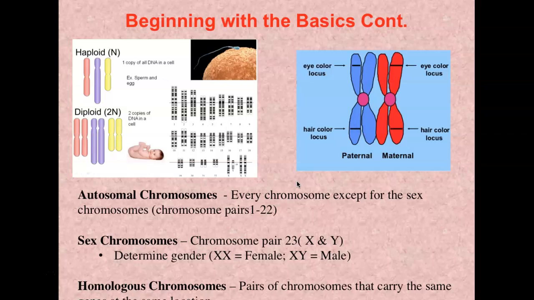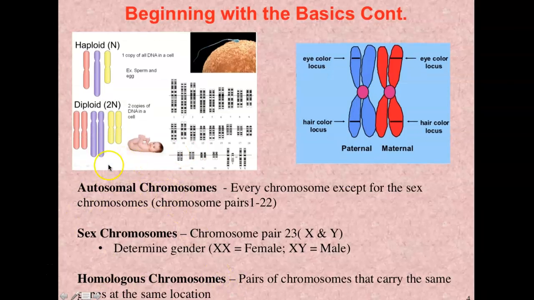Okay, so beginning with the basics continued, okay? So now what we need to talk about are a couple more key vocabulary terms. For example, what we're going to discuss is autosomal chromosomes, sex chromosomes, and homologous chromosomes.